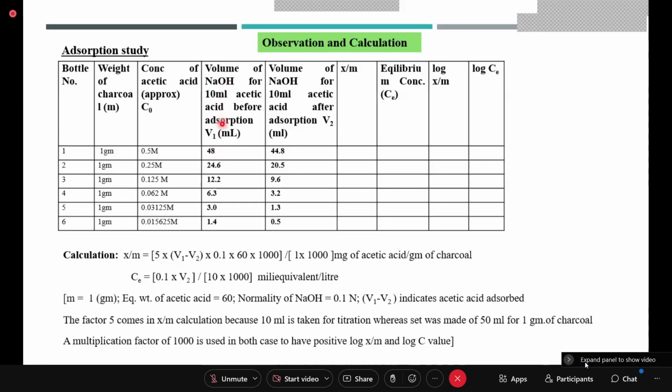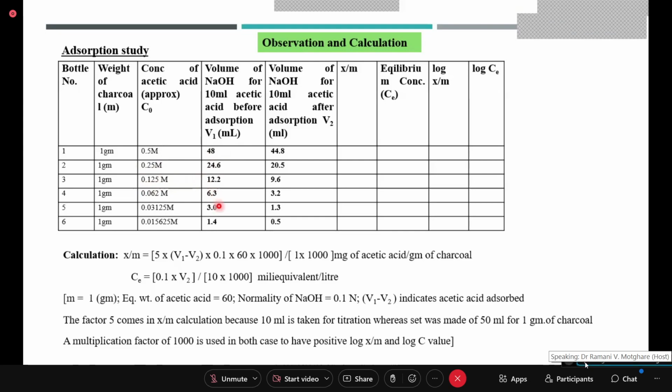So NaOH solution is filled in the burette and 10 ml of the first concentration is taken. Now your NaOH is 0.1 normal and acetic acid is 0.5 molar. This is 0.1 molar for NaOH; molar and normal are the same because it is univalent. So, 0.1 molar NaOH versus 10 ml of the first solution. So, you perform 2-3 titrations using phenolphthalein indicator. The constant burette reading is written here as 48 ml. Then the second one is the next concentration. The volume required is 24 ml.